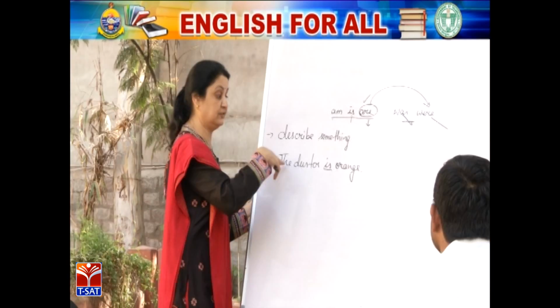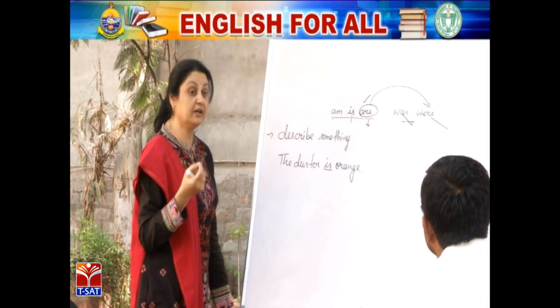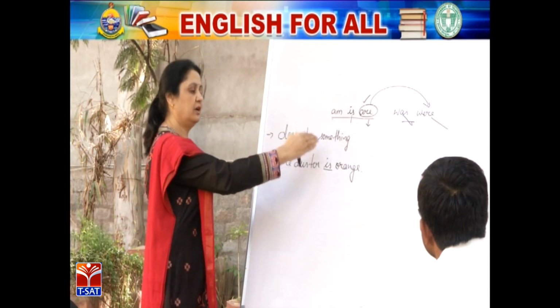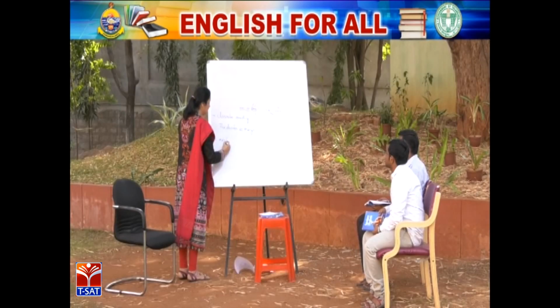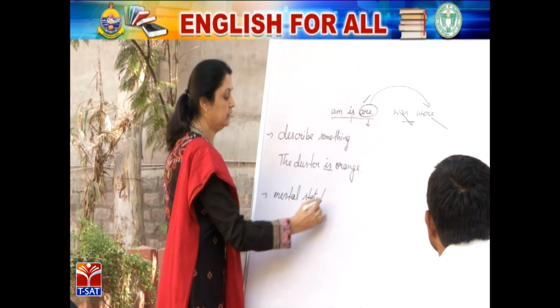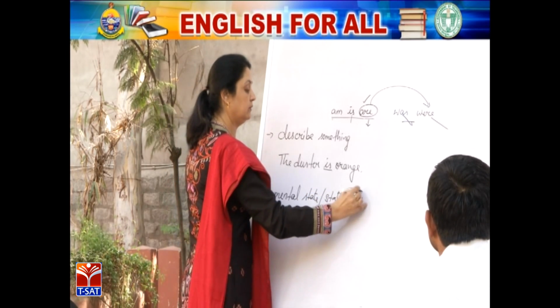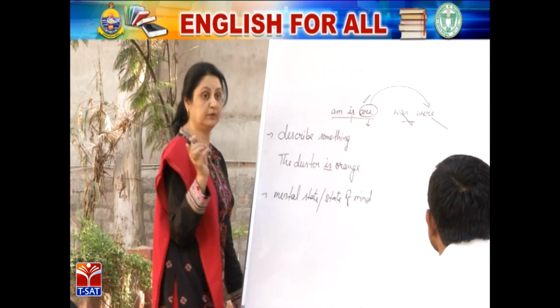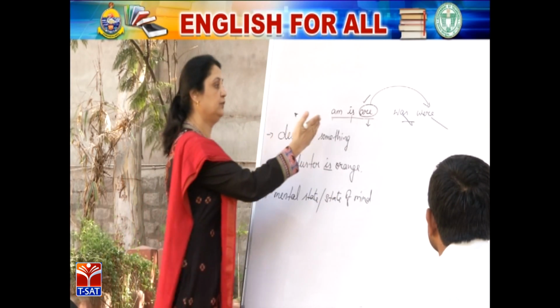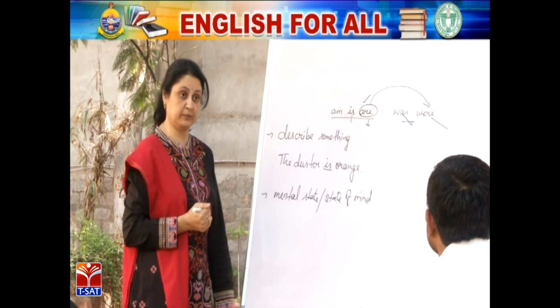Right. So now you are saying roads. Road becomes plural, and then you say the roads are dirty. So that is how we describe things. When we talk about the mental state, or the state of mind of a person, there also we have to make use of these verbs: am, is, are, was, or were.